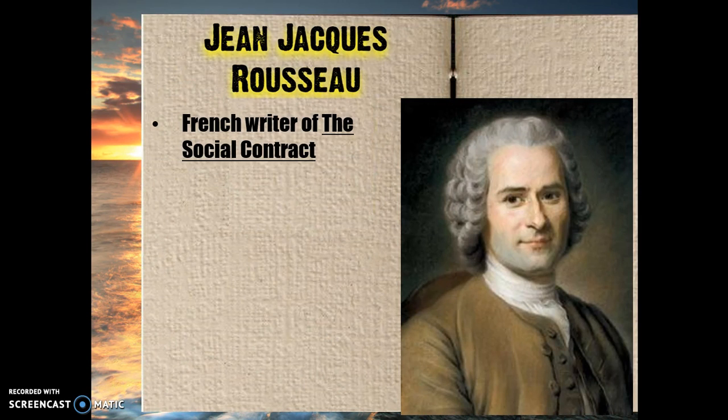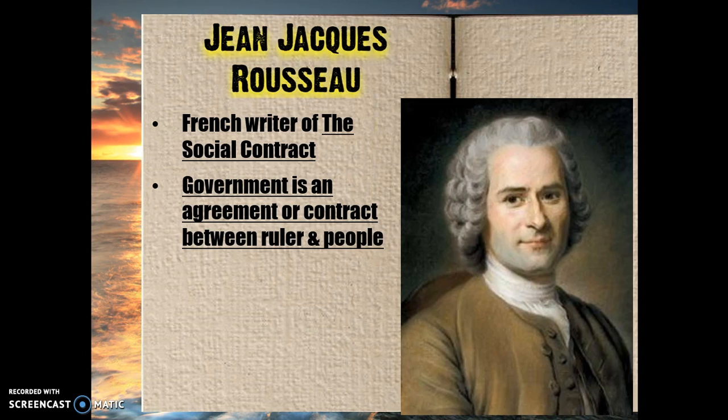And then we have Jean-Jacques Rousseau. He's a French writer of The Social Contract. In it, he says that government is an agreement or contract between the ruler and the people. So, in other words, if you recall watching the presidential inauguration, for example, during that inauguration, there is a ceremony where the president takes an oath. In it, he is entering into a contract with the people that he is going to govern. Should he break the rules of that contract, there is a process in place to have him removed and replaced. And that is an idea that was taken from the Enlightenment and then used in the creation of our government.